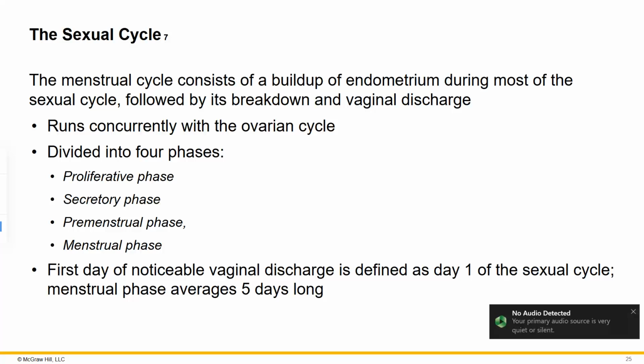The menstrual cycle consists of a buildup of endometrium during most of the sexual cycle, followed by its breakdown and vaginal discharge. It runs concurrently with the ovarian cycle, and it's divided into 4 phases: proliferative, secretory, premenstrual, and menstrual. The first day of noticeable vaginal discharge is defined as day 1 of the sexual cycle. The menstrual phase averages 5 days long.